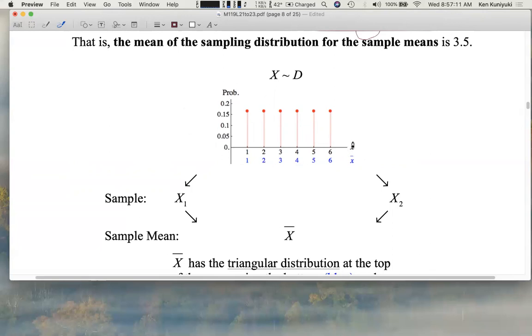Let's call this Big Daddy distribution D. Later on, D might represent some other distribution, but for right now, this is our Big Daddy distribution D, this discrete uniform distribution, the result on rolling one die.